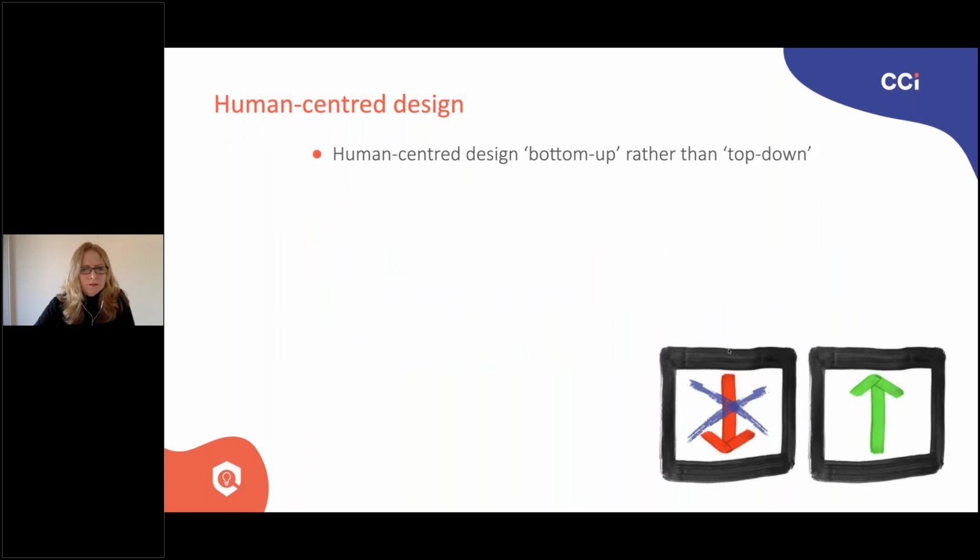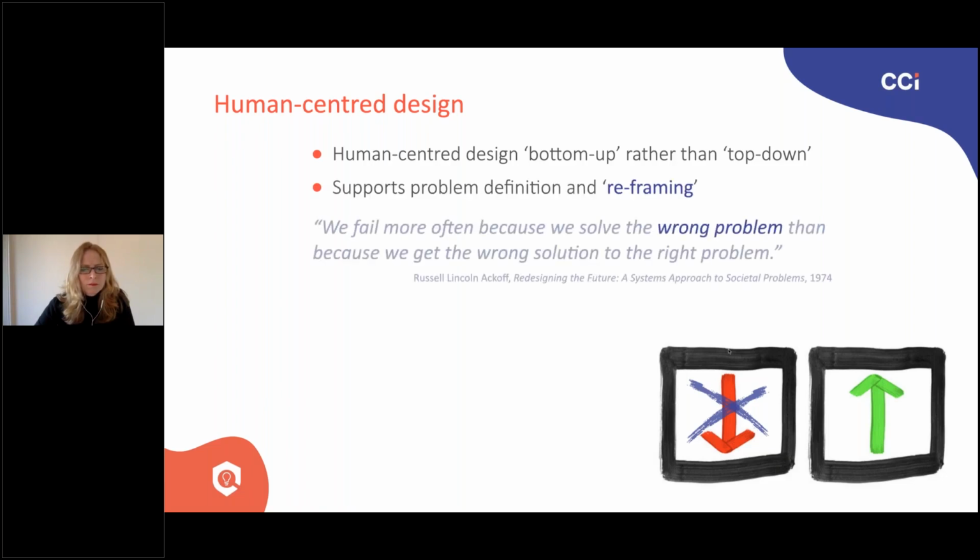So human-centered design is bottom up rather than top down. So it requires looking at ground level at what's going on rather than the boardroom view of what the problem is. It supports problem definition and, importantly, reframing of problems. As Russell Ackoff says, we fail more often because we solve the wrong problem than because we get the wrong solution to the right problem.